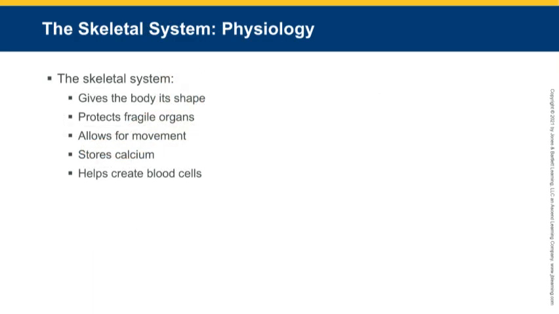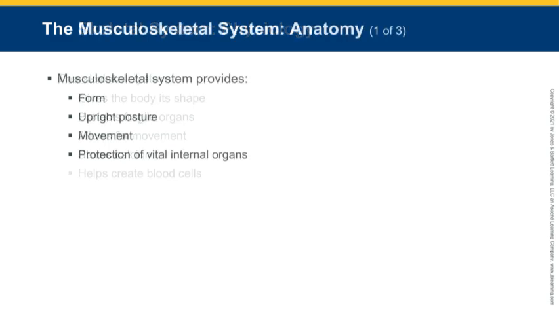The skeletal system gives the body its shape, protects organs, allows movement, stores calcium, and helps create blood cells. The musculoskeletal system provides form, posture, movement, and protection of vital organs. It includes skeletal, smooth, and cardiac muscles.